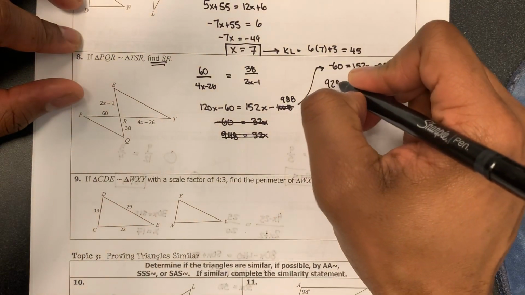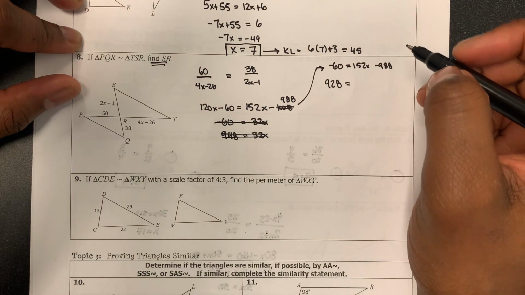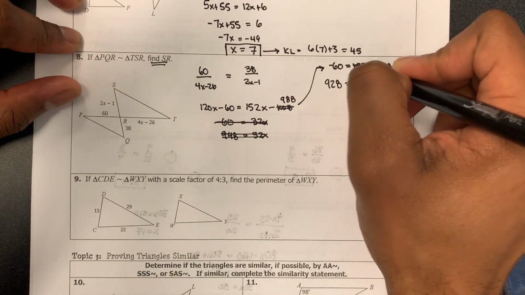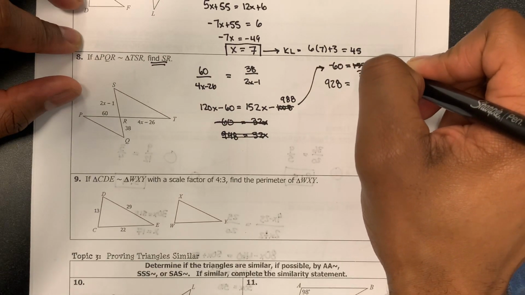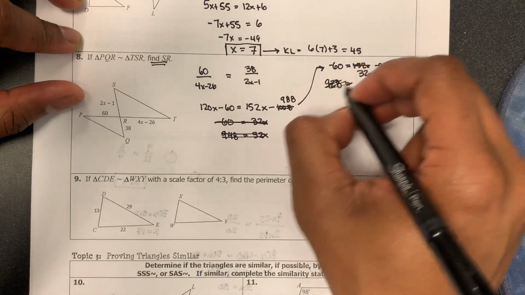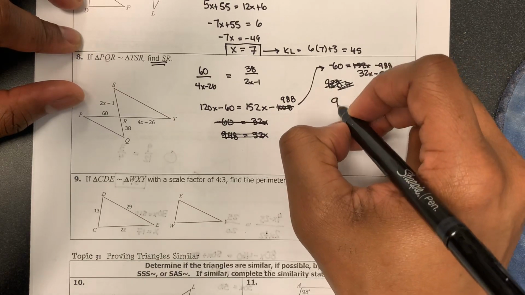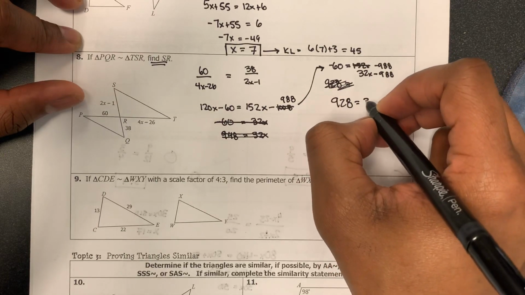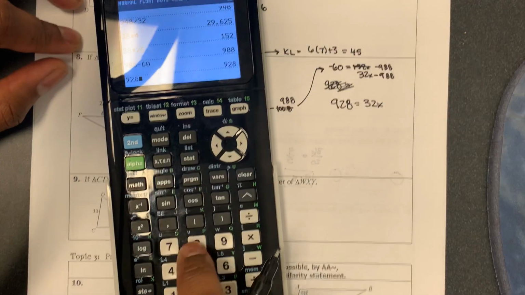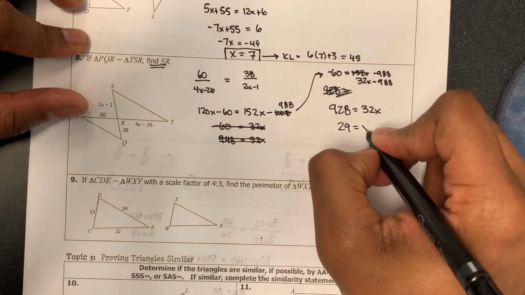So 928 equals, man, this is riddled with mistakes. This should be 32x minus 988 because we subtracted 120x. When we add 988, we get 928. I don't know where I crossed it out. 928 equals 32x, and we divide both sides by 32. So 928 divided by 32 is 29. That makes way more sense. 29 equals x.